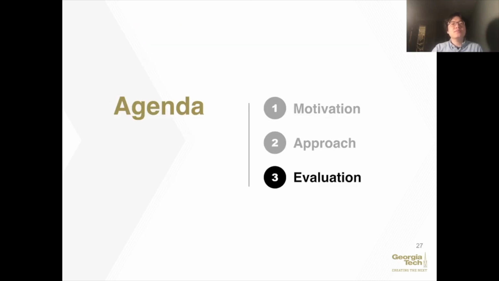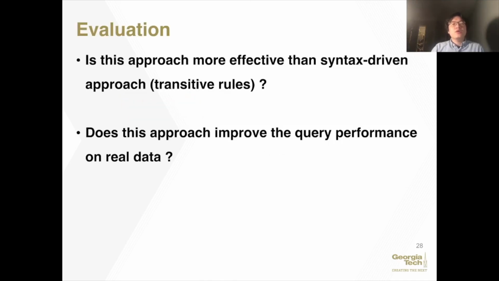Okay, so in the last part, I'm going to present the evaluation. We're trying to answer 2 questions with our experiment. The first question is, is this approach more effective than the syntax-driven approach? Our baseline is transitive rewrite rules. And the second question is, does this approach actually improve query performance on real data?